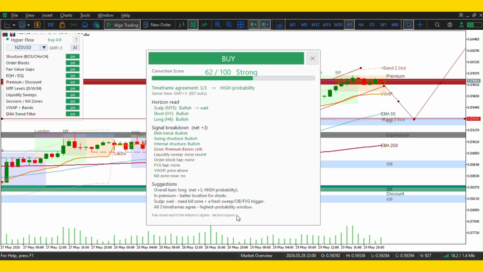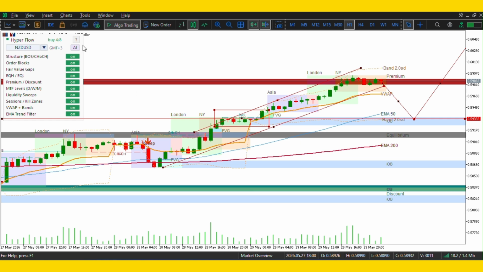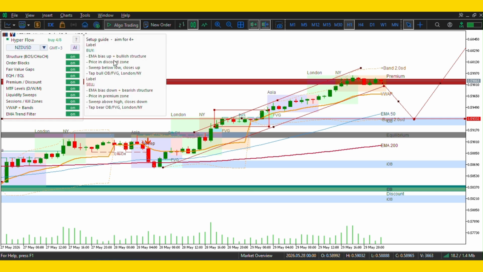The biggest mistake traders make is taking every setup they see. Filtering trades is often more important than finding more trades.